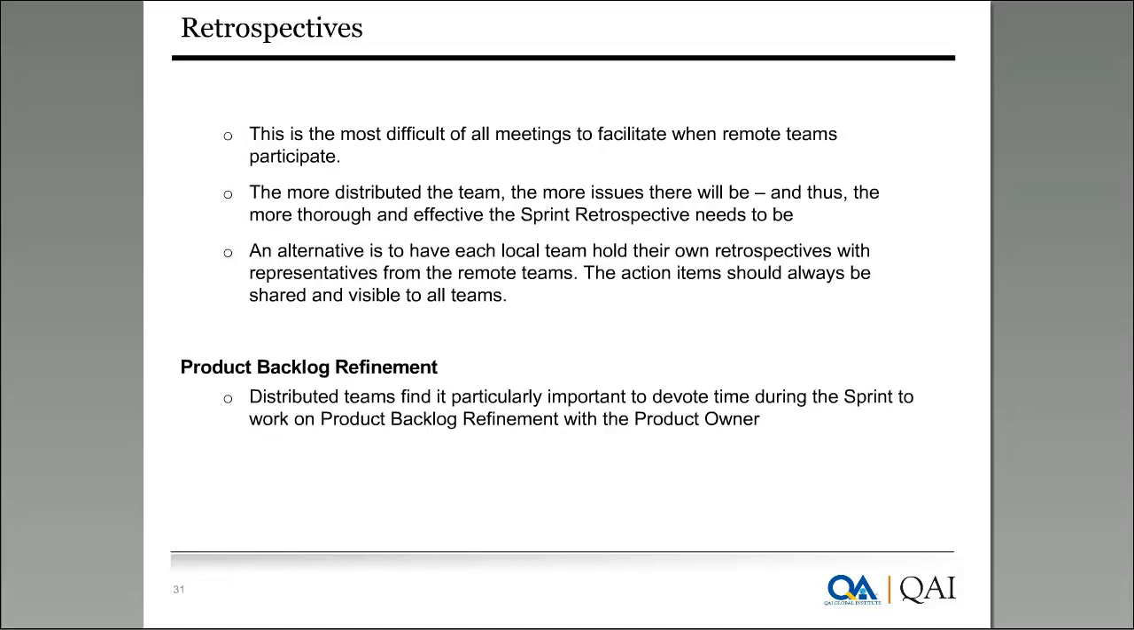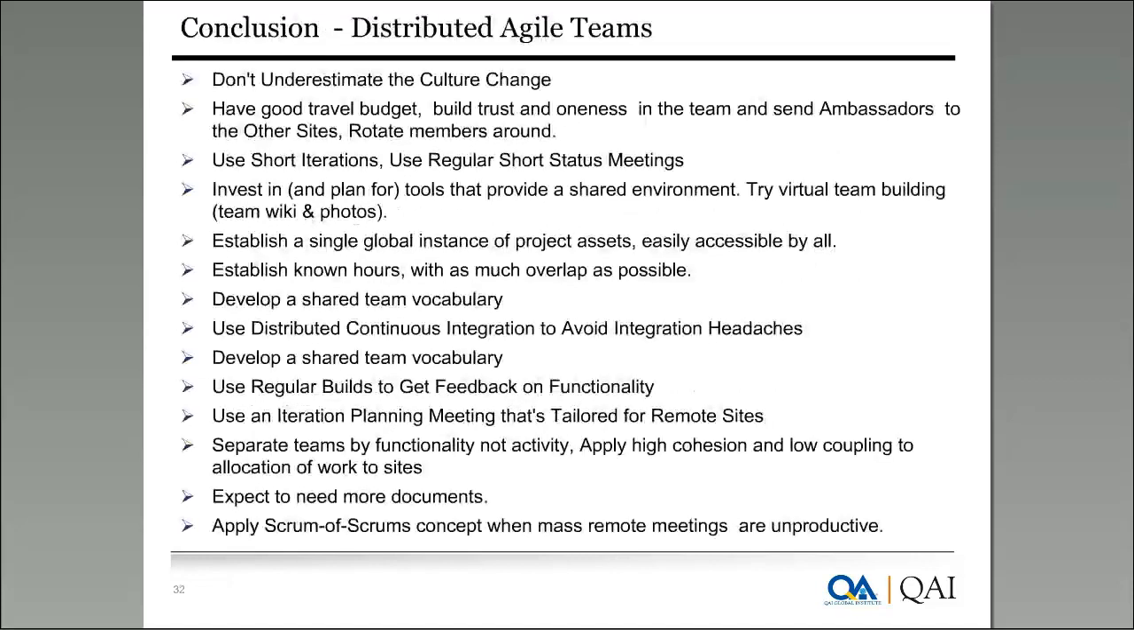And product backlog refinement is another important activity, where the product owner and the Scrum team, the distributed team, need to participate. A lot of importance is not given to such a key event, and it will have a major impact with respect to distributed teams.